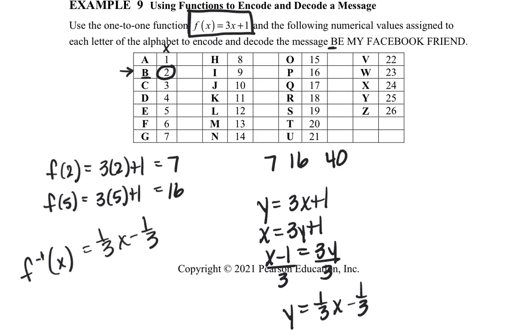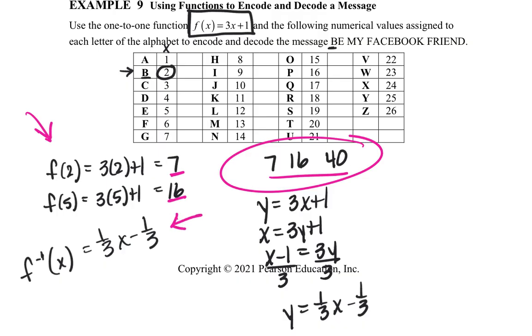So now they get these numbers here. You did all of this, and you get your code. You send them the code. They take the code and plug it into the inverse to decode. So for example, we're going to replace x with 7. So this is 1 over 3 times 7 minus 1 over 3. 7 thirds minus 1 third is 6 thirds. 6 divided by 3 is 2. So they know the first letter is a 2.